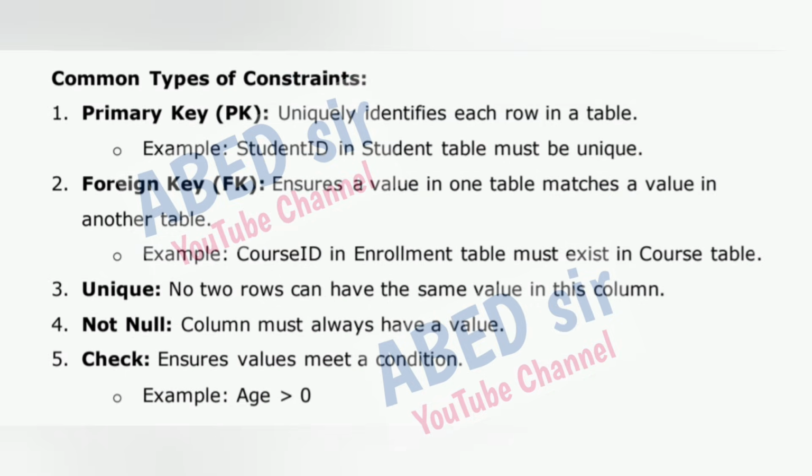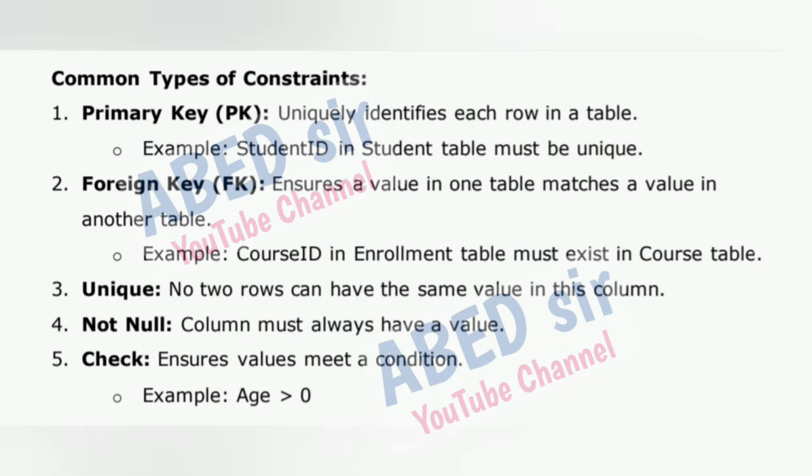Common types of constraints. 1. Primary key: PK uniquely identifies each row in a table. Example: student ID in student table must be unique. 2. Foreign key: FK ensures a value in one table matches a value in another table. Example: course ID in enrollment table must exist in course table.